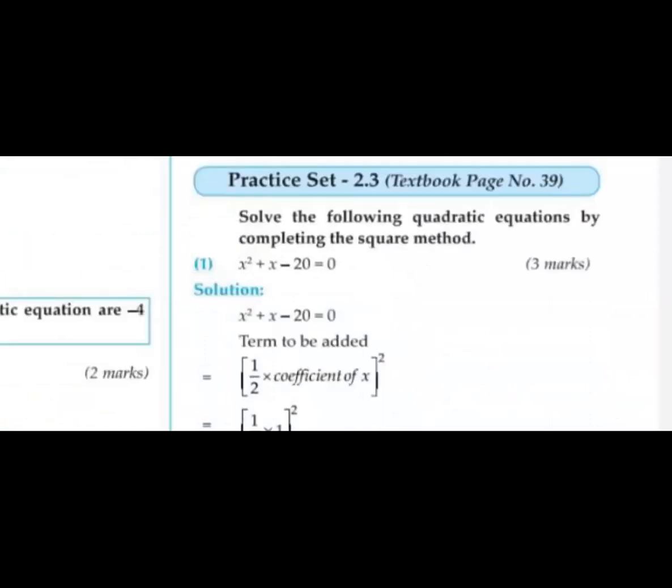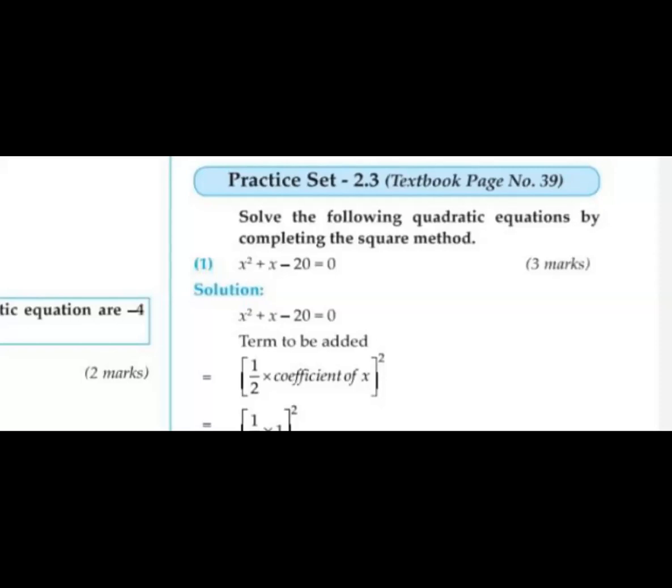This is exercise 2.3. Solve the following quadratic equations by the completing the square method. We have discussed the factorization method, and also the formula method, where we discussed the discriminant, the nature of the roots, b square minus 4ac. Now this is the new method, the completing the square method.